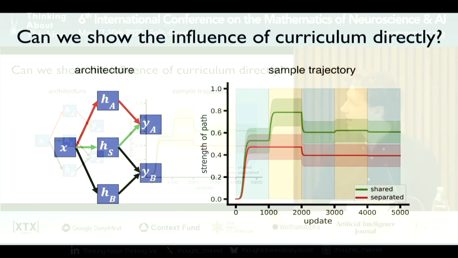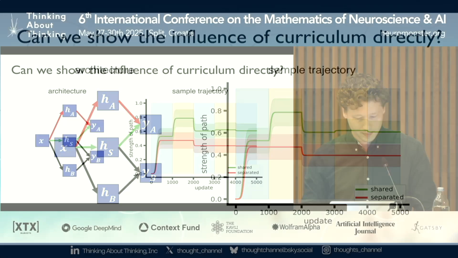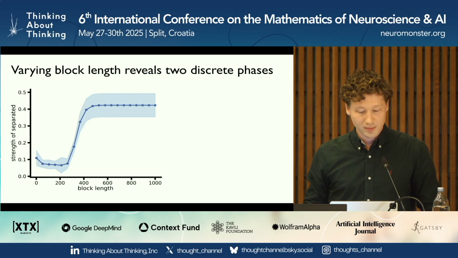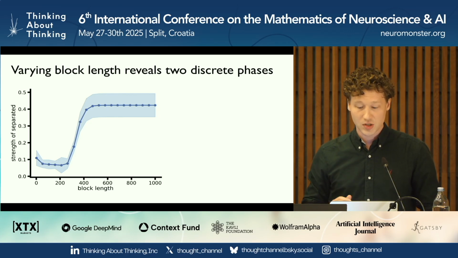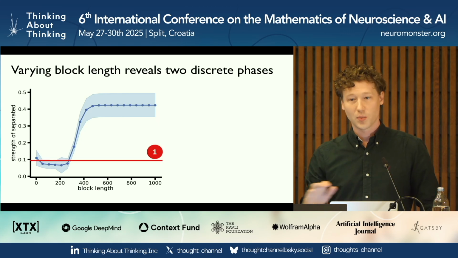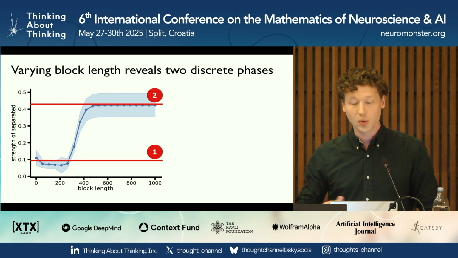This is one sample trajectory where you can see the weights growing along these different paths with different magnitudes. If we now vary the block length across the whole spectrum, what we see is that the feedback loops result in two discrete phases: phase one with very little use of the separated pathway, and phase two where the use is much more evenly split.